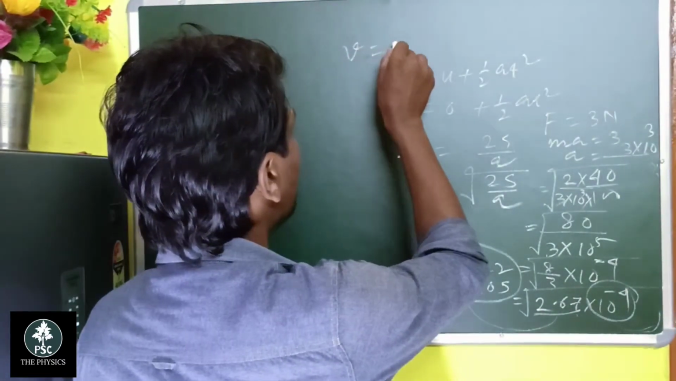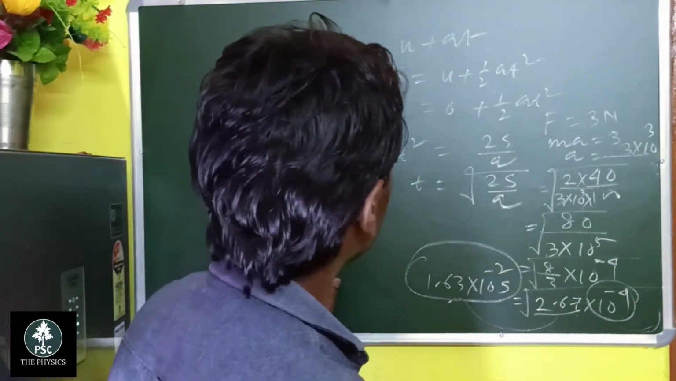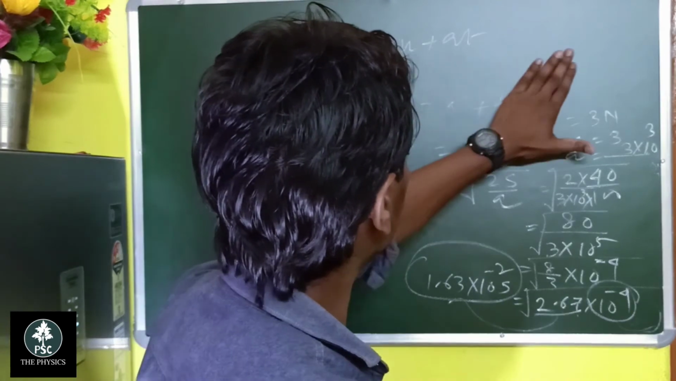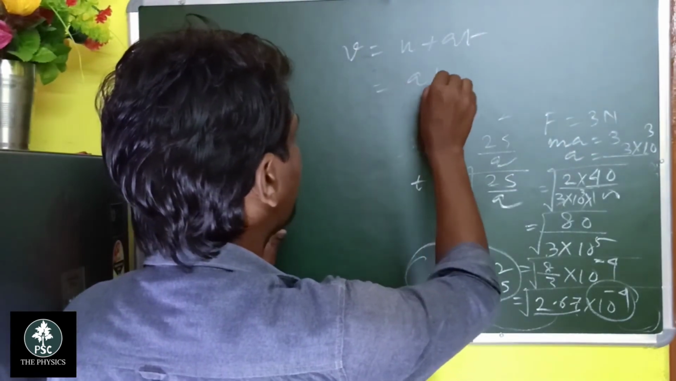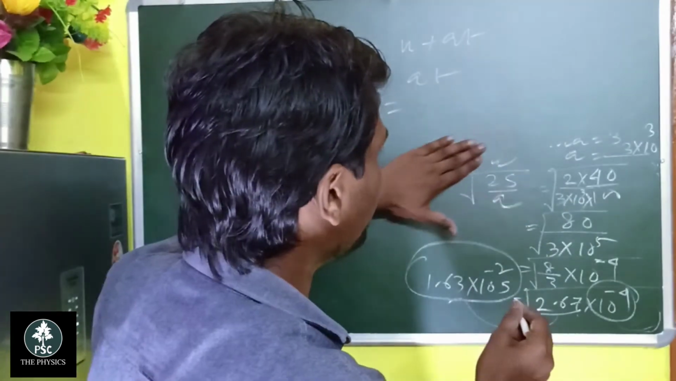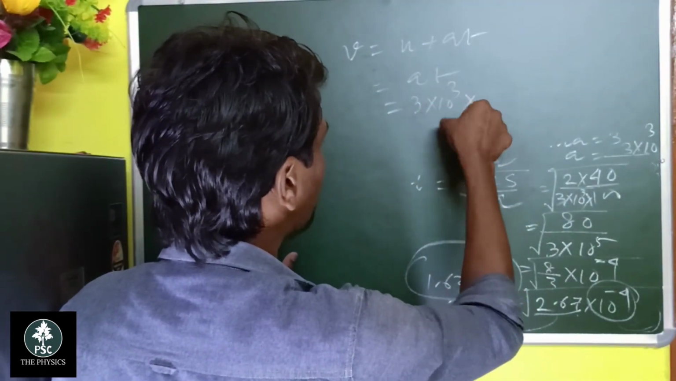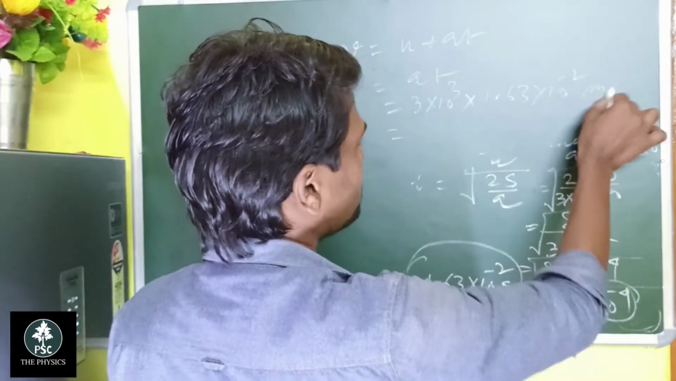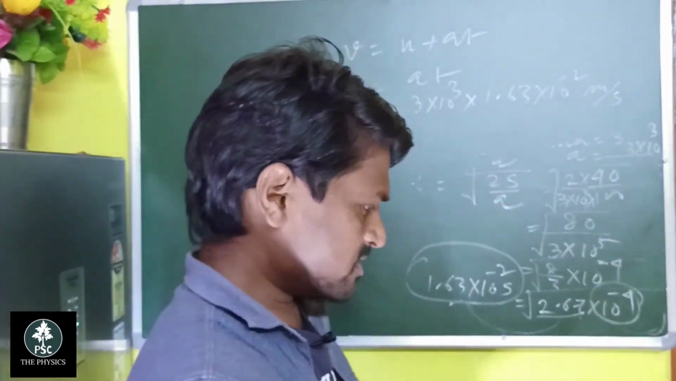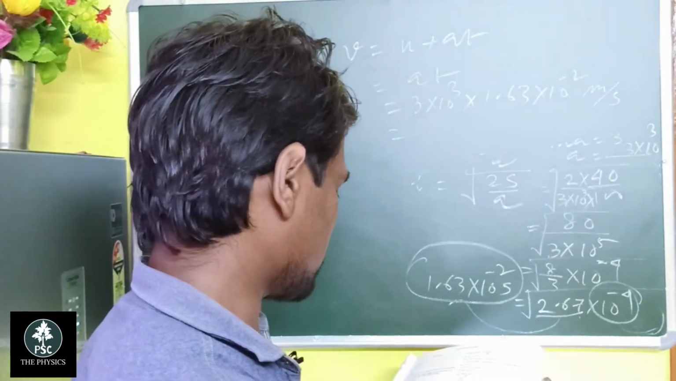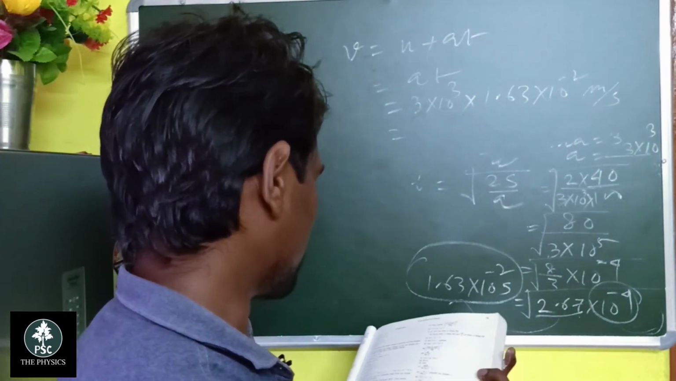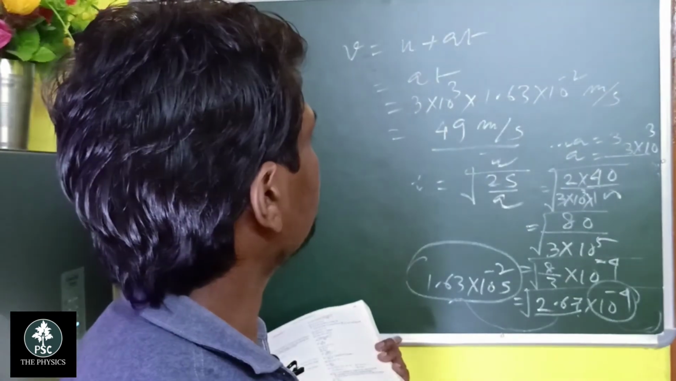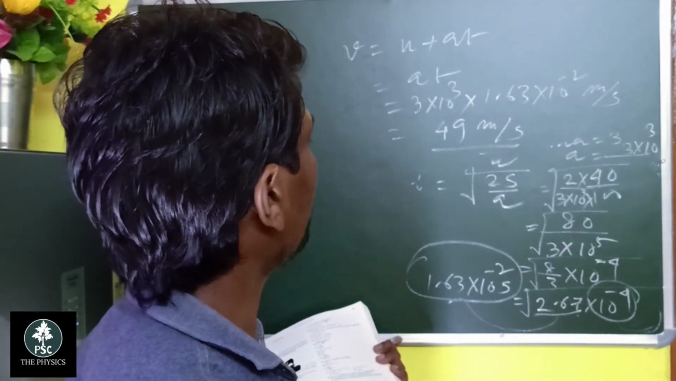So v equals u plus at. The acceleration is also given, and the time is this one, so you can calculate: a into t, where the acceleration is 3 into 10 to the power of 3, into time 1.63 into 10 to the power of minus 2 seconds, and this is in meters per second. So this is the final answer. Oh, sorry, this is 49 meter per second. You can calculate it also: 3 times 1.63 is approximately 4.9.